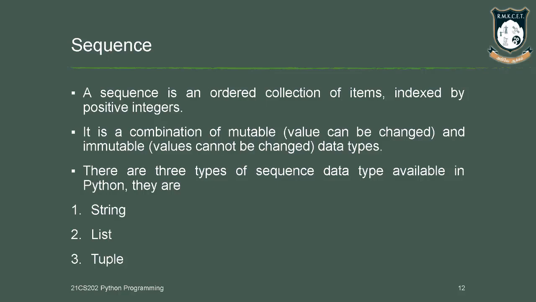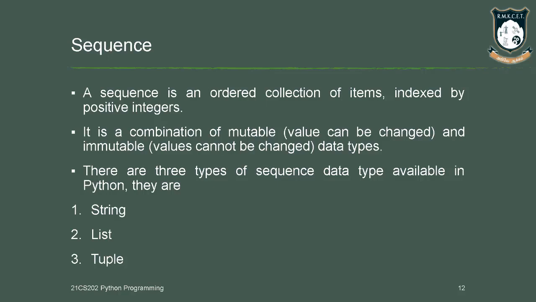In the sequence category we have three different data types: string, list, and tuples. In this category itself we have two different types. In some sequence types we will be able to change the value, and in some we will not be able to change the value. Hence the terms mutable and immutable. While seeing the data types in detail we will find out the difference between mutable and immutable, so in the upcoming sessions we will be seeing about this.